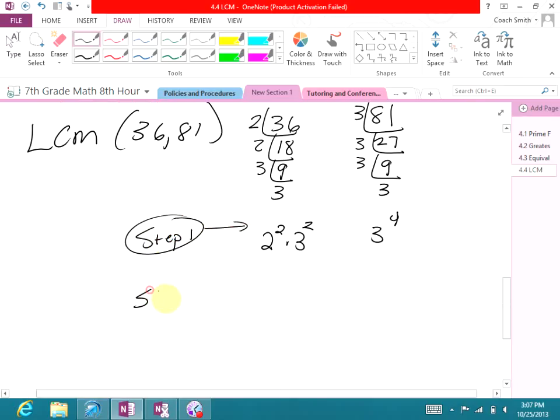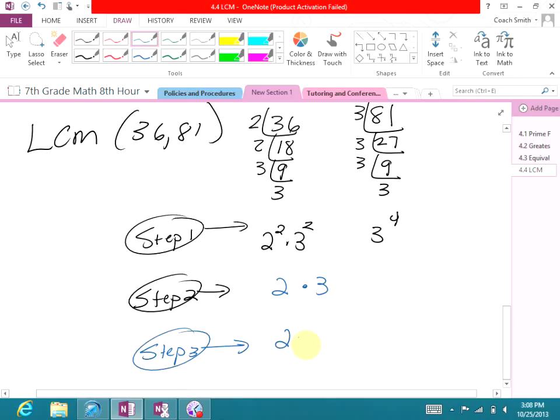Okay? Step 2 is to list the prime numbers that were used. Prime numbers that were used were 2 and 3. Okay? Step 3 is to take 2 times 3 and find the highest exponent of each one. I have 2 to the second, but no 2. So I've got to use 2 to the second. I have 3 to the second, 3 to the fourth. So I've got to use it to the fourth power.